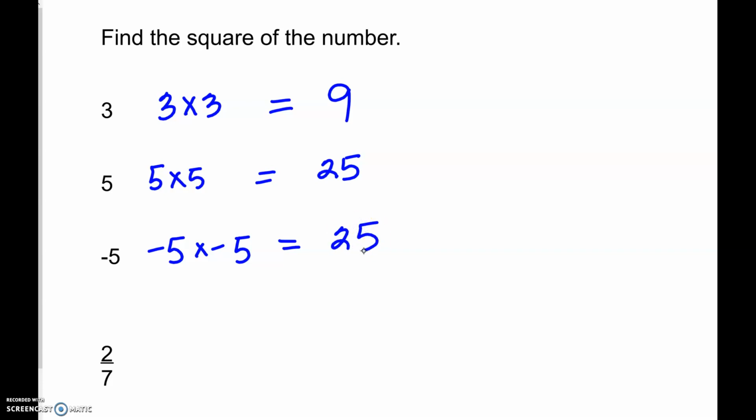Now, sometimes when we get to fractions, we think that this is going to be a little bit harder, but it's not necessarily going to be harder. It just means that we need to remember to do 2 over 7 times 2 over 7. So remember, when you multiply fractions, we multiply straight across the top. So 2 times 2 is 4, and then we do the same thing on the bottom. We multiply 7 times 7 and get 49. So the square of 2 sevenths is 4 49ths.